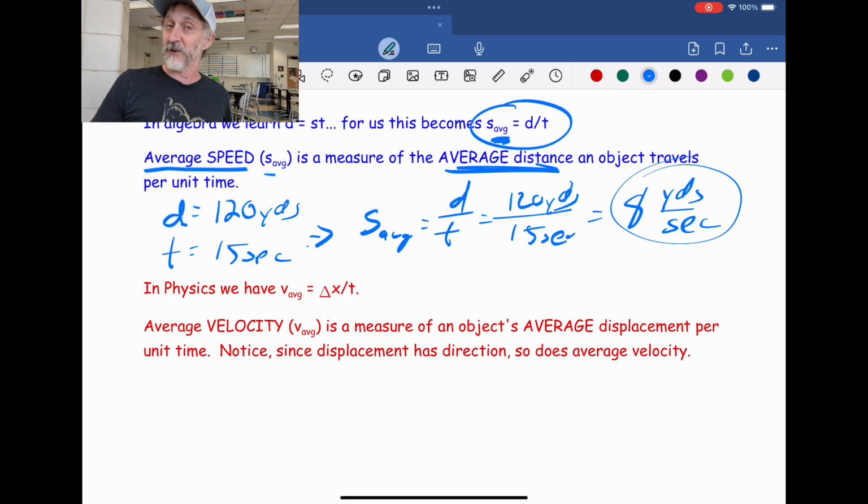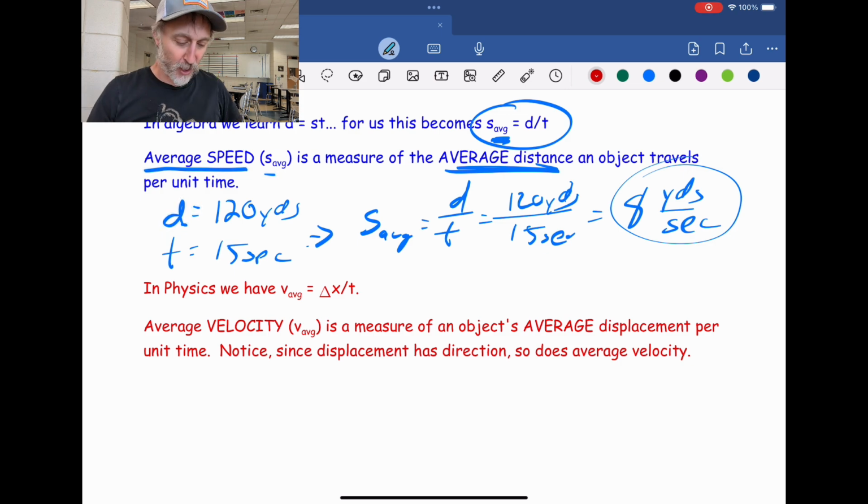I don't know, I'm not a sports guy, but regardless, he's probably tired, and so maybe at the end of the trip he slows down, or he certainly has to stop, because he goes 90 yards this way and then turns around and comes back. So he's going to speed up and slow down as he goes. So this is his average speed. He averaged 8 yards per second. Some seconds he went 10 yards, some seconds he went 3 yards, but he averaged 8 yards per second. That's what our average speed tells us.